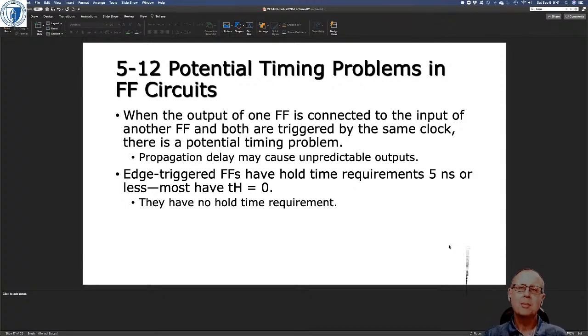So one of the things we're going to come across later in the course is this issue of glitches or timing problems. If you've got a lot of flip-flops in a circuit, and we're going to talk about counting circuits soon, and those counting circuits tend to have several flip-flops, if all of those flip-flops are triggered off the same clock, and the output of one flip-flop gets connected to the input of another, then you can have a potential timing problem because of propagation delays.